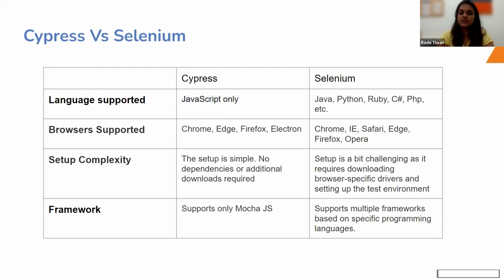Setup complexity: Cypress is relatively easy to set up. There are just 3-4 commands to run, and Cypress is up and running. Whereas for Selenium, we need to install a lot of dependencies, etc., and the drivers also. So the setup of Selenium is relatively difficult. Framework: Cypress comes with the inbuilt Mocha framework, whereas with Selenium, we need a different framework for different programming languages. So all in all, Cypress is relatively easier to use and work with compared to Selenium.